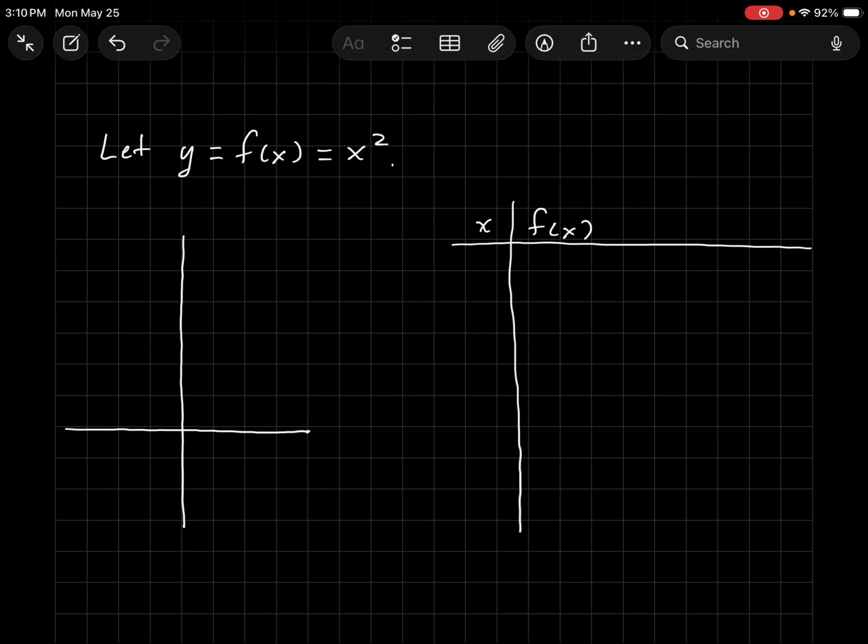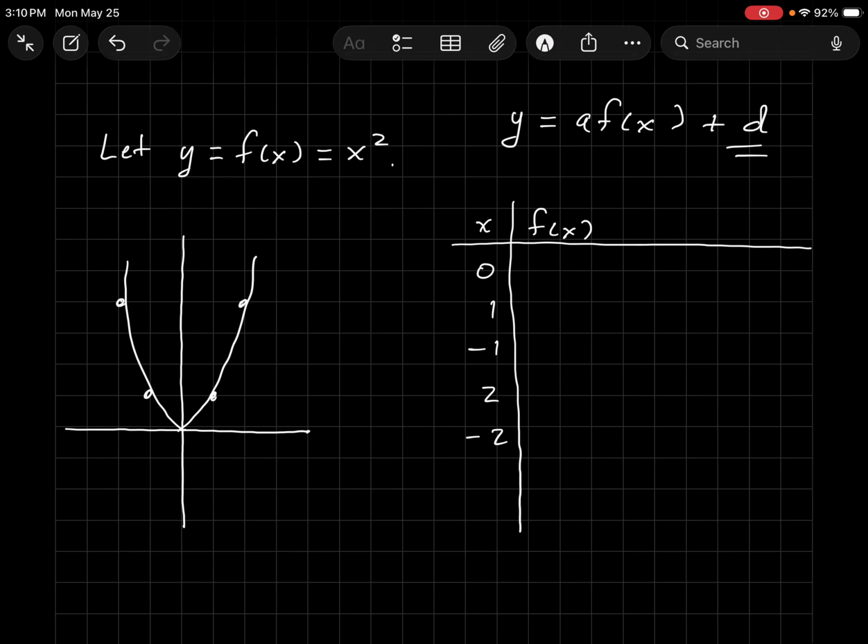Now let's take a look at the other transformation that affects the output. So we already looked at the a times f of x. Let's look at the one at the end, plus d. And we'll start again by plotting our original function, like that. And we had our values. I'll change the order of my x's. And what if I wanted to find f of x plus 2?